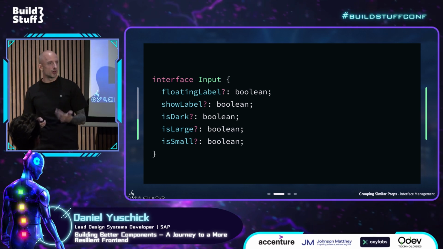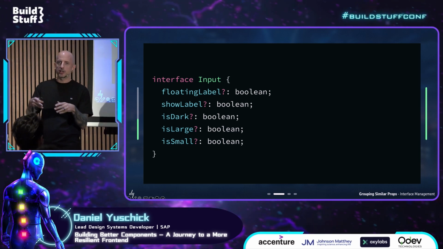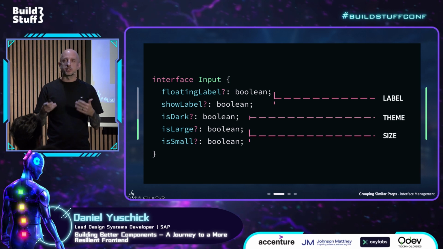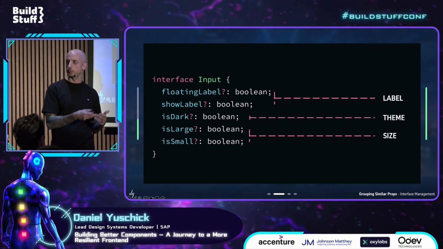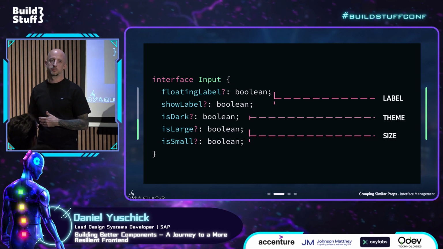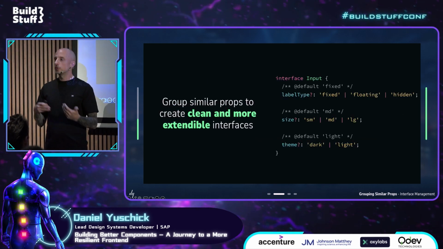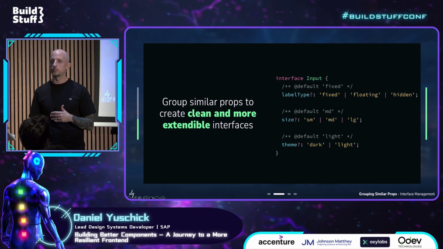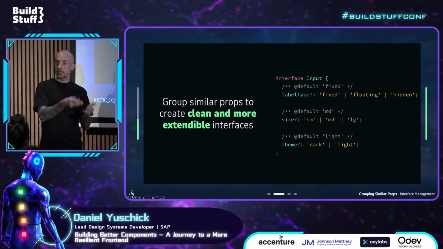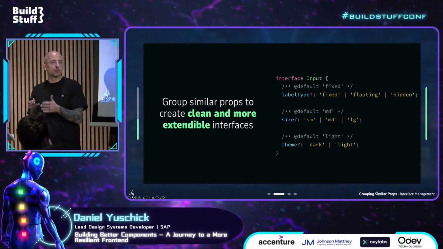So instead of having props specific to a component's values, we can have props specific to a component's categories. So we can instead have props relating to the label, the theme, and the size. If we do this approach, we get an interface that is much cleaner and much more extendable by having props specific to a component's categories and not the component's values.